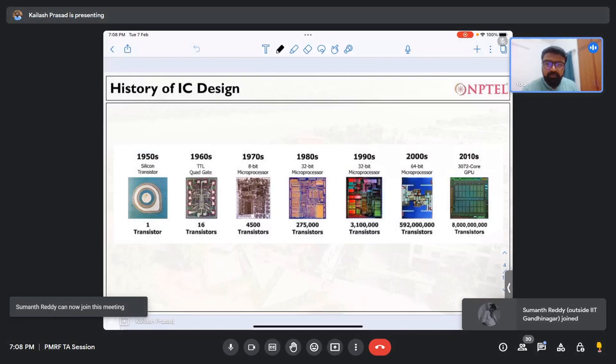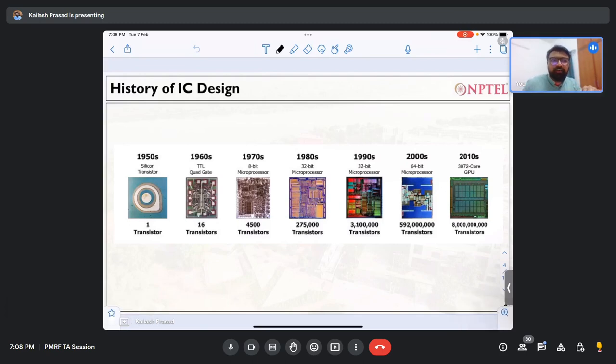Okay, so it all started not even 70 years back, right? So it is not a very old domain we are talking about. The initial advancement in semiconductors started only 70 years back, right? And you can see what kind of impact it has provided in society.